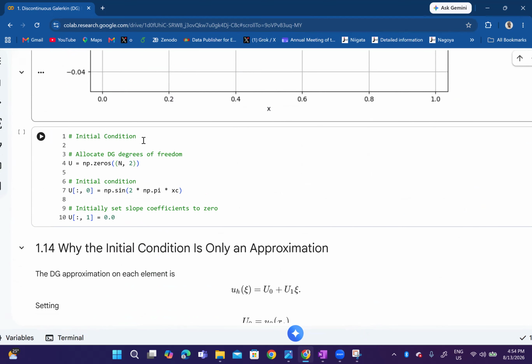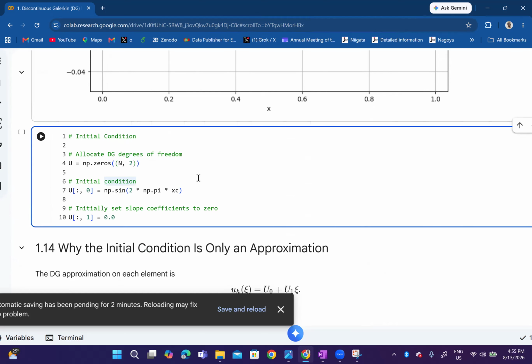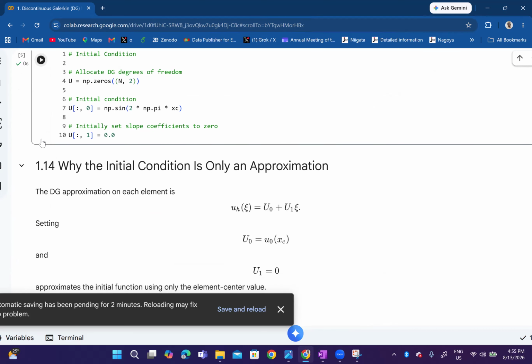We allocate the DG degrees of freedom, so u is np.zeros of n comma 2. The initial condition at time t for all values of x, because x is known, is sine of 2 pi xc, whatever xc is, and the initial slope coefficient is set to 0. So at time 1 we have the slope at 0. We can also run this to register that.